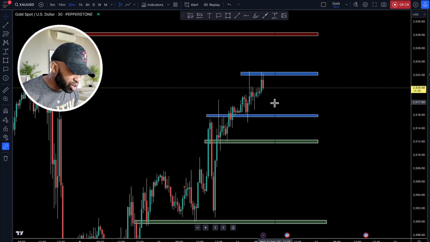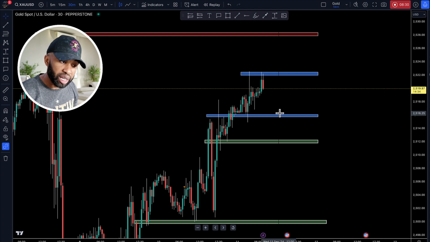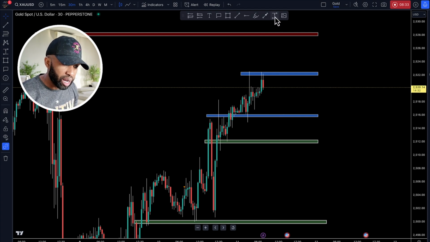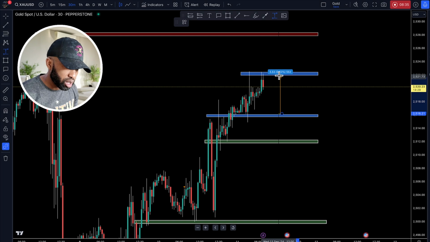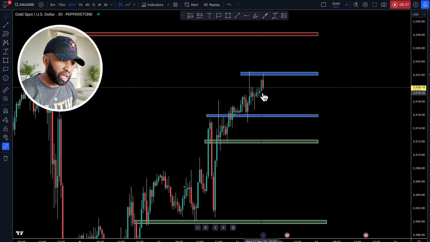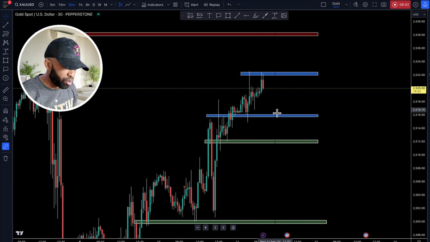If price pushes down to this zone, I'll wait to see a confirmation. If I get a bullish confirmation from here, I would buy, because from here we have a good 500 pip range. However, my one quality trade for today will be if price pushes down here.